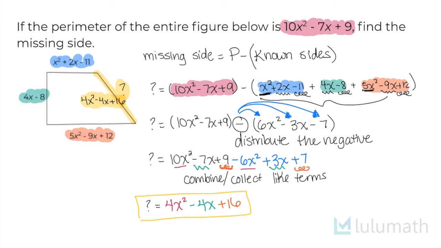Awesome. And then lastly, for my constants, I have 16, 12, negative 8, and negative 11. Well, 16 plus 12 is 28. 28 minus 8 is 20, minus 11 is this 9 that we have here. So we know for a fact that we've done it correctly.